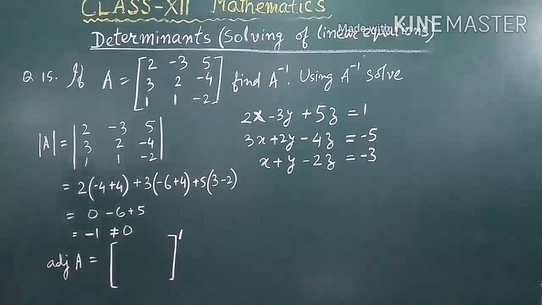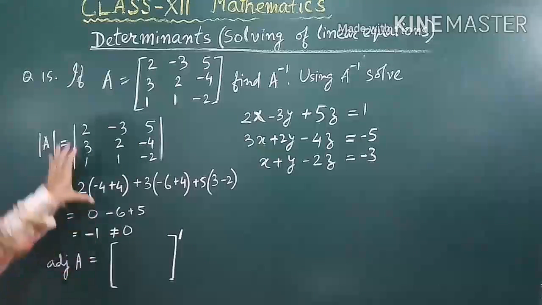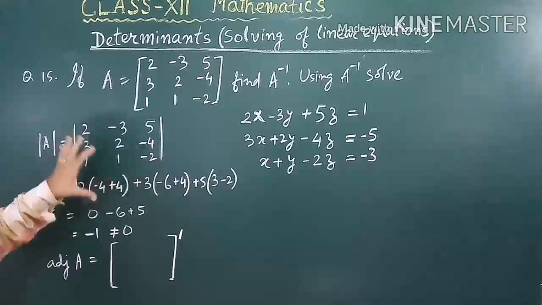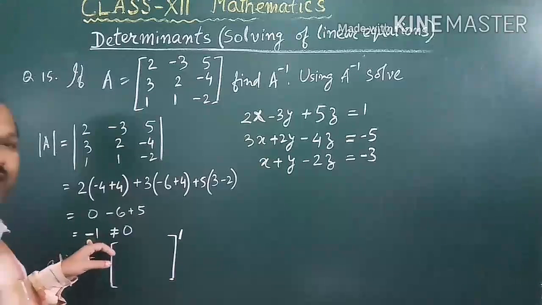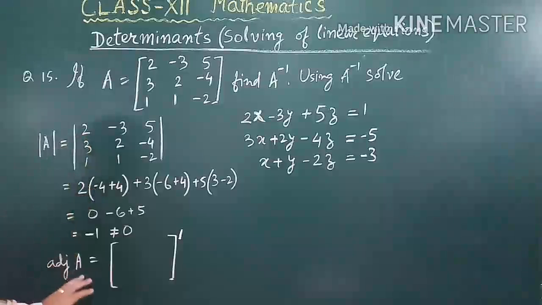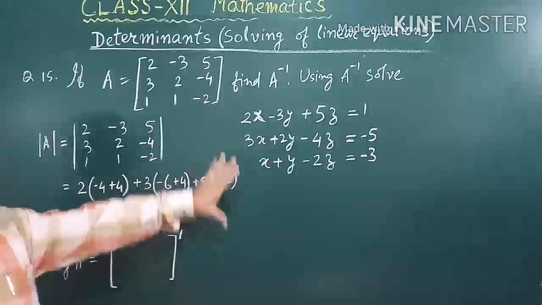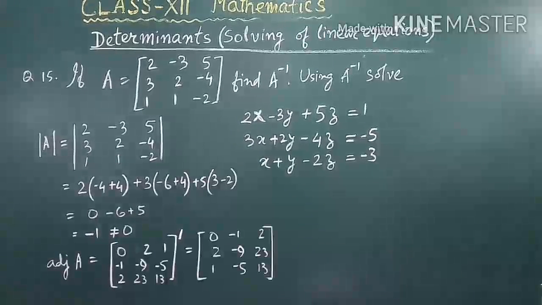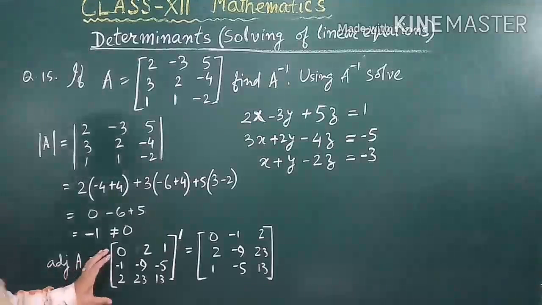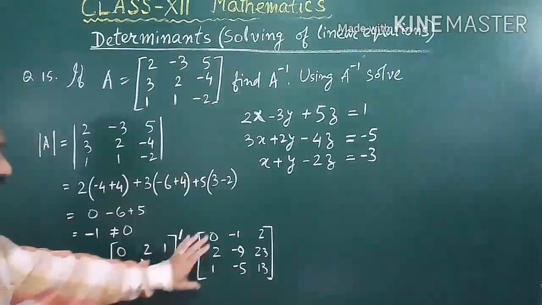So determinant of A is minus 1. We have got it by using any method, you can try row wise. I have done it, it is minus 1. So next we will see what is adjoint of A and inverse of A, and then we will solve by using inverse. So what is adjoint of A? Adjoint of A is the transpose of the cofactor matrix. So this is the adjoint of A.